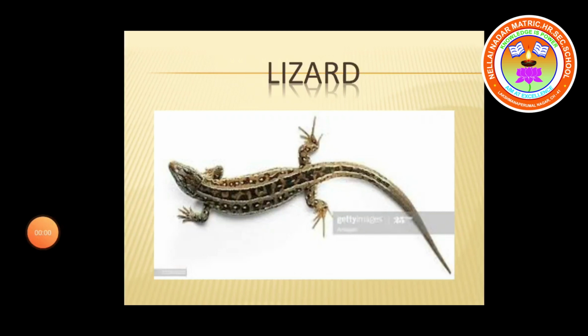The next organism is the lizard. Lizards are scaly skinned reptiles that are usually distinguished from snakes by the possession of lungs and movable eyelids. They have the external ear opening.